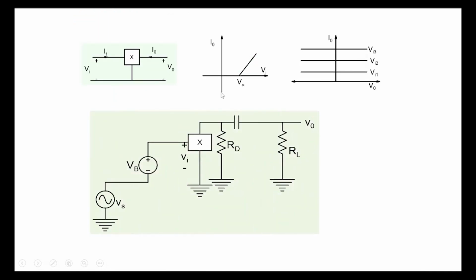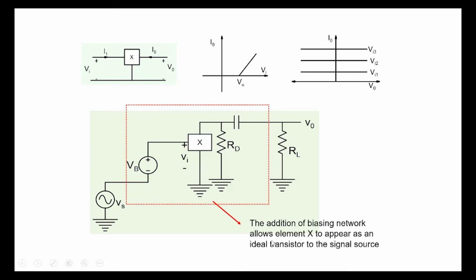All right, so what we have then is that if we are given a non-ideal element like this, we can build an amplifier by biasing it through this DC voltage VB. And if we don't want any DC voltage at the output, we can use a capacitor here, provide a DC path through RD, and connect a load here. And thereby we've made an amplifier using a non-ideal element like this. And note that the purpose of all of this, VB and RD and this capacitor, is basically to make the non-ideal element appear as an ideal element to this particular source here.